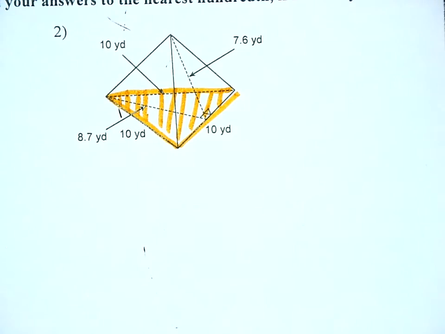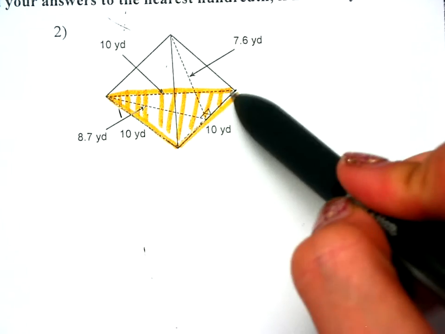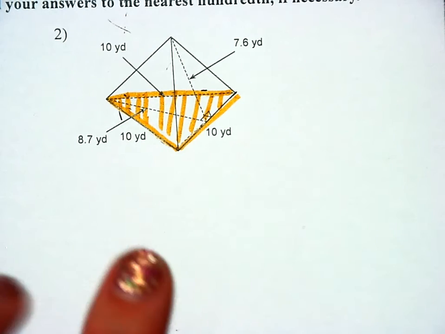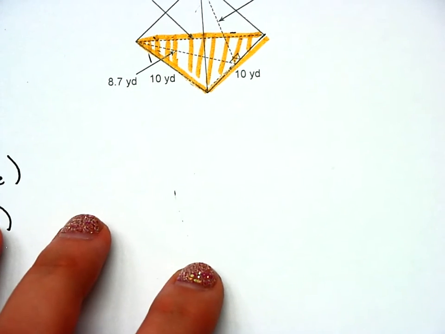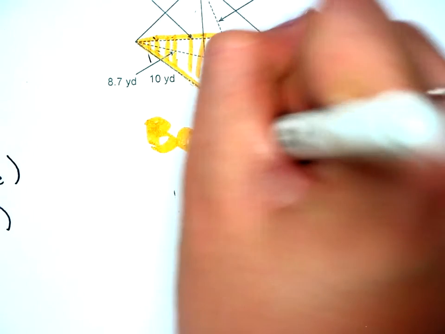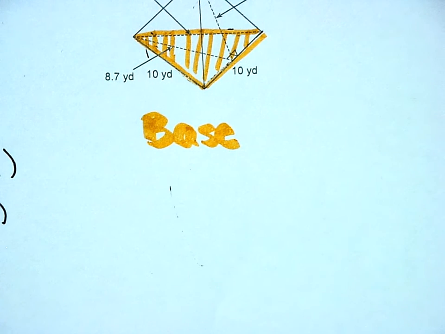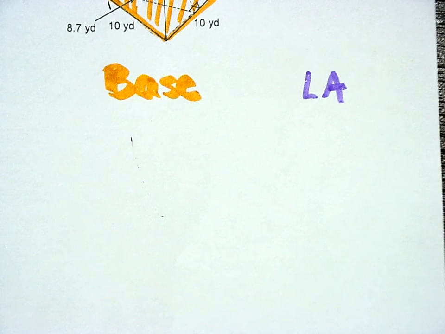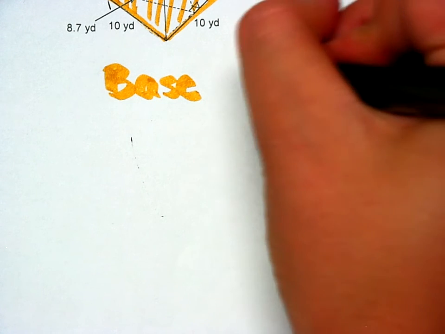So you'll actually see if you look at this picture, it's a 10 by 10 by 10. So it's an equilateral triangle. That makes finding the perimeter later really easy. Okay, so for the base, again, we only have one. So base. And then we have the lateral area. And we're going to add those at the end. Okay, so let's find the area of that base first.